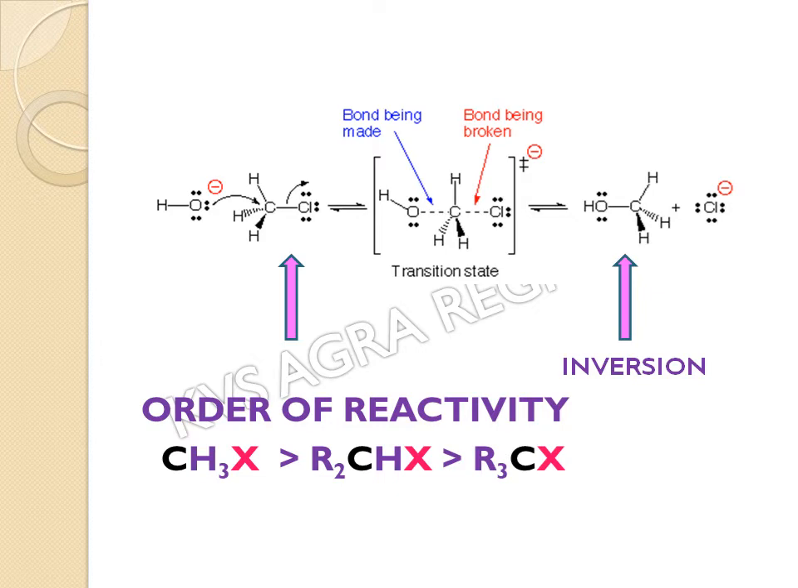Order of reactivity is primary alkyl halide, that is CH3X, more reactive than secondary R2CHX, more reactive than R3CX, that is 3 degree. So 1 degree is more reactive than 2 degree, more reactive than 3 degree, because in 2 degree and 3 degree, due to presence of alkyl group, the bulkiness increases around the carbon and the attack of nucleophile becomes difficult. So it is faster in case of 1 degree alkyl halide.